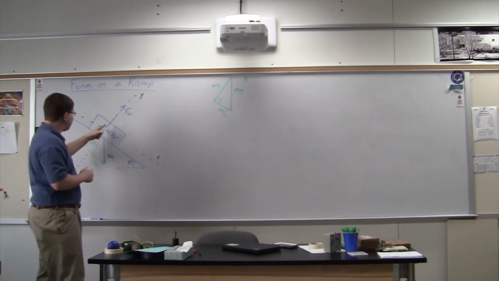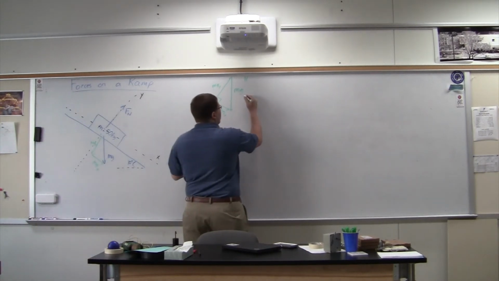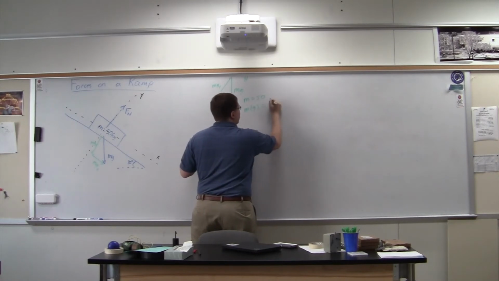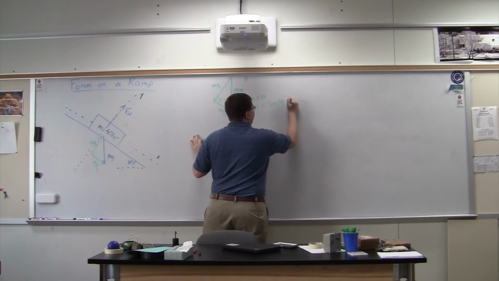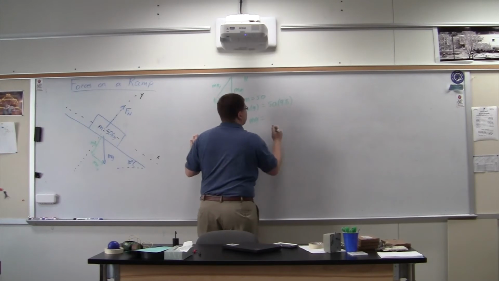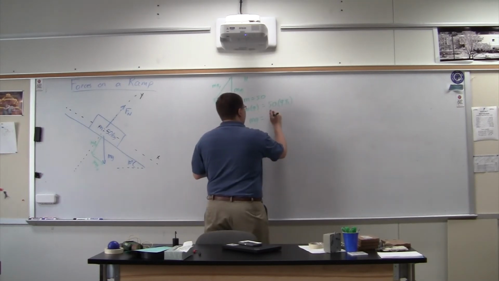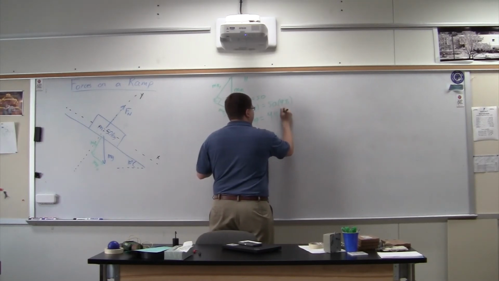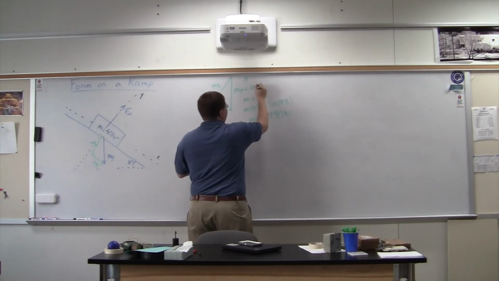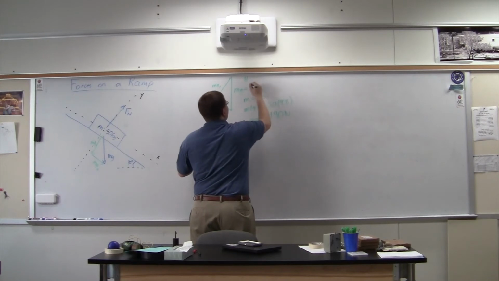We know the hypotenuse is mg. I know m is 50. So m times g is going to be 50 times 9.8. So mg, the hypotenuse, is going to equal 490 newtons. So that's mg, 490 newtons.